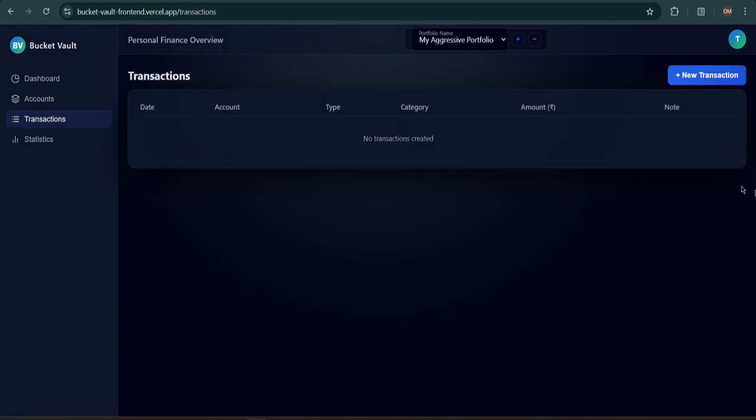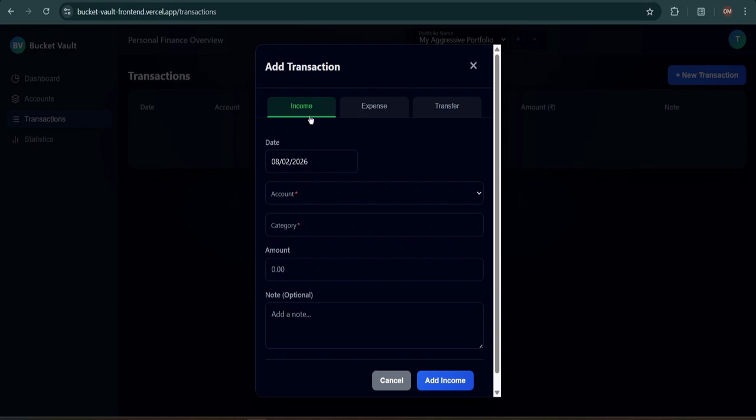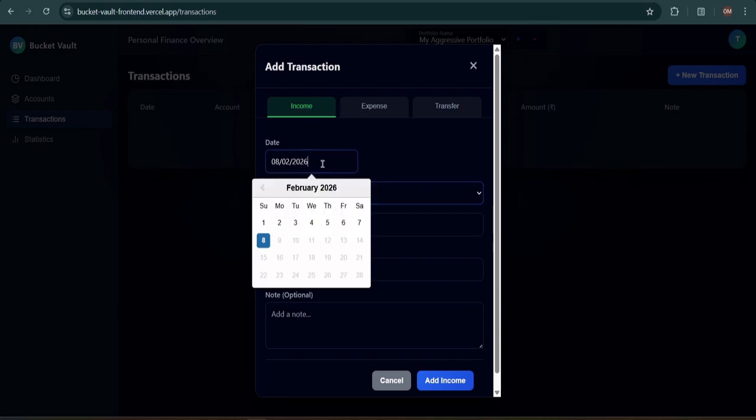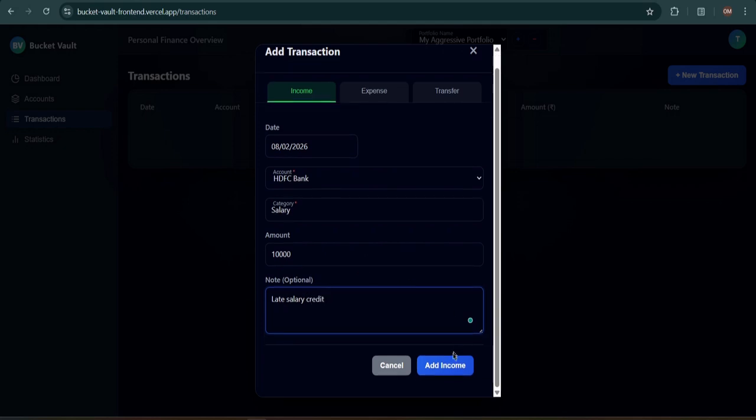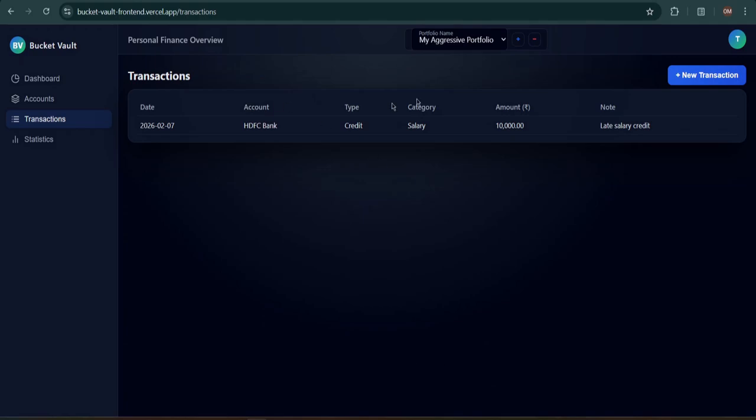So let me go to the transactions page and I want to add an income. So let's say today is the 8th of February. I would be receiving my salary in my HDFC bank. So let me say the category is salary. The amount would be 10,000 and the note can be anything, like late credit. Let's click add income and we can see the income.